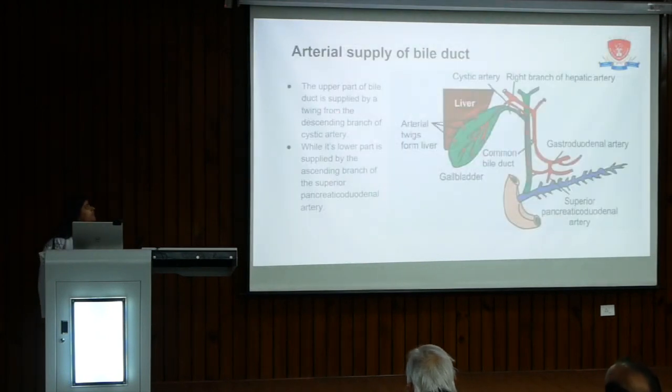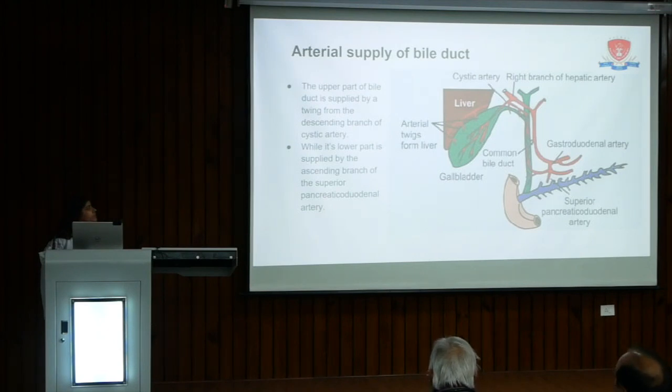Arterial supply. The upper part of the bile duct is supplied by the cystic artery and the lower part is supplied from a branch of the superior pancreaticoduodenal artery.